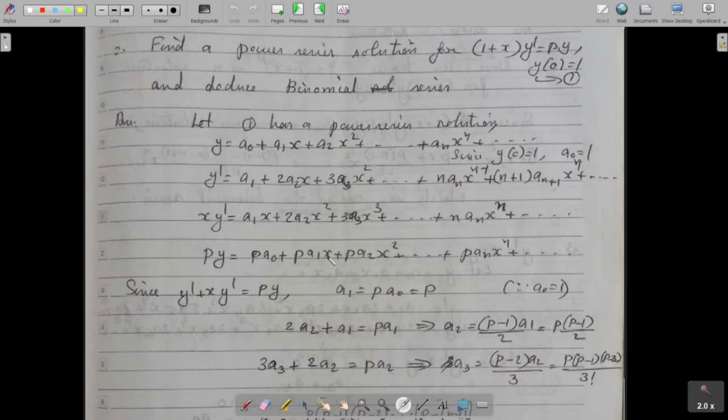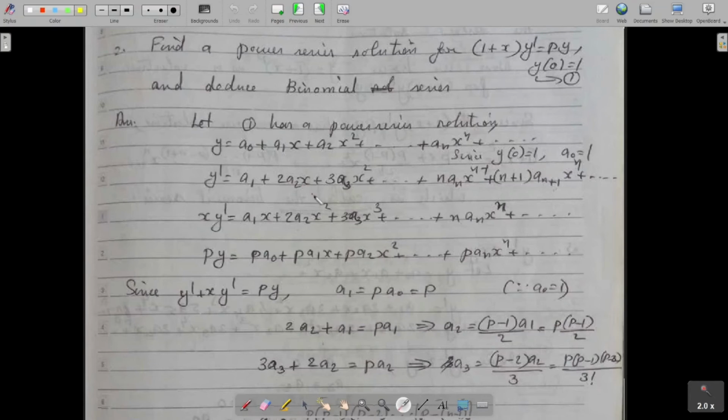In py, the coefficient of x is pa1. So we have 2a2 plus a1 equal to pa1. From this equation you have to find a2. For that, 2a2 equal to pa1 minus a1, that is (p minus 1) a1. So a2 is (p minus 1) a1 by 2. And you have to express it in terms of a0. a0 is actually equal to 1, so a1 equal to p. Just substitute here. So a2 equal to p into (p minus 1) by 2.